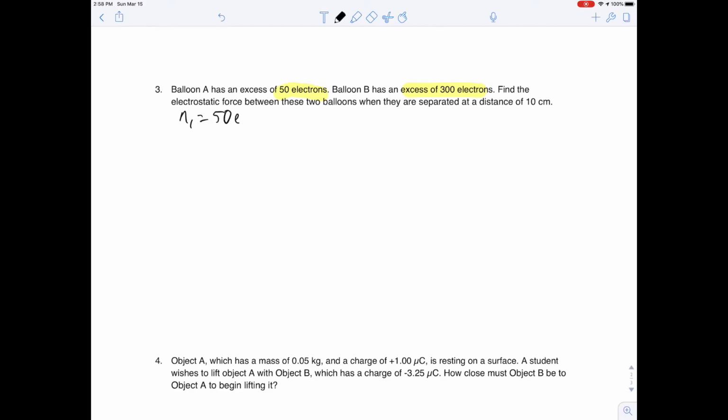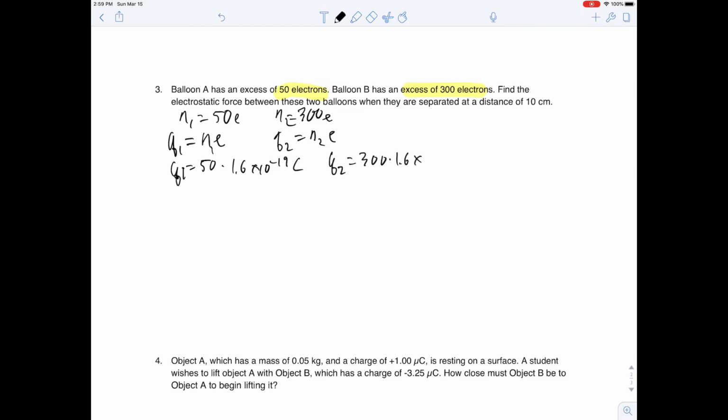So we got N. And I got N1 is 50e, and N2 is 300e. So I'm going to have to use that equation, Q equals Ne. Handwriting's bad. Q1 is 50 times 1.6 times 10 to the negative 19 coulombs. And Q2 is equal to 300 times 1.6 times 10 to the negative 19 coulombs.